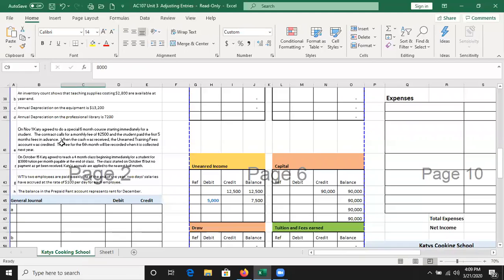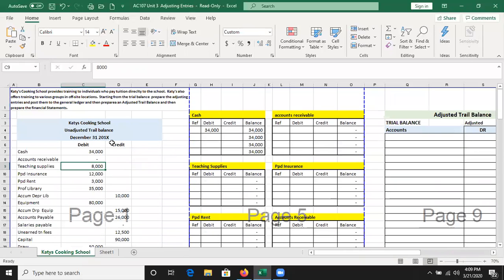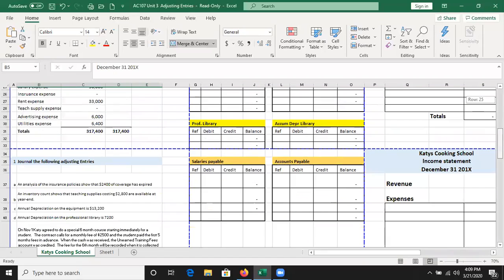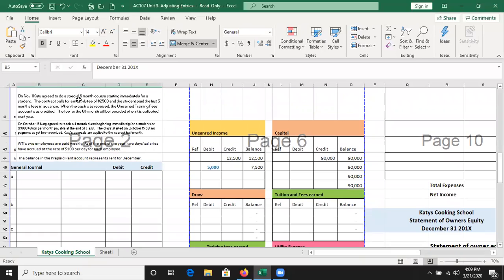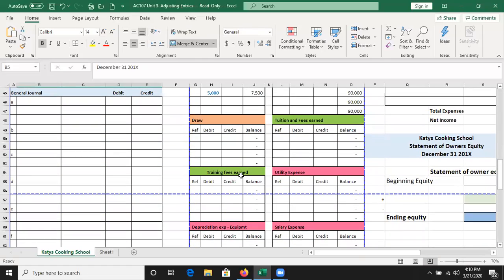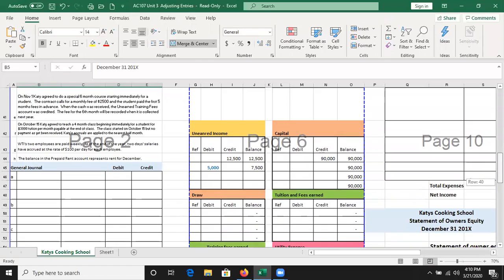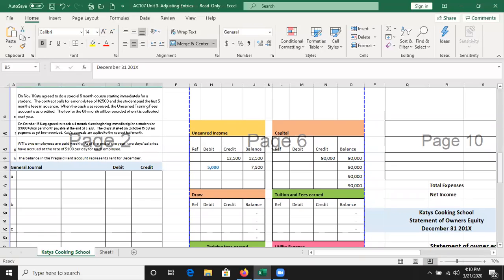So in this problem, keep this in mind. On November 1st, they recognize 5 months worth of fees to cover the next 5 months. Each month is $2,500. This, what we're doing here, is for December 31st. Okay? So on December 31st, we need to recognize only 2 months of this revenue. Okay? They recognize it as unearned training fees. So when you recognize it as revenue, you're going to call it training fees. Okay? Training fees earned. But keep in mind, only 2 months you're recognizing. Okay? That's all I'm going to tell you.